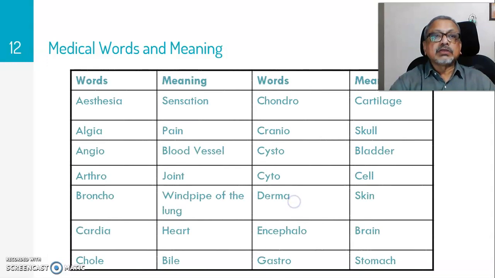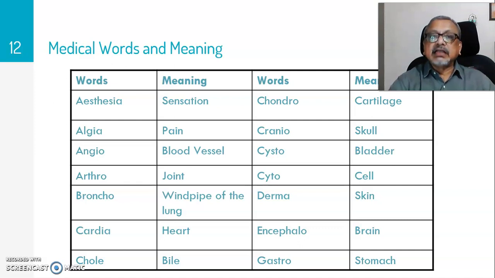Now the medical worksheet meanings you will see. Aesthesia means sensation. That's why we call it anesthesia, which means there will be no sensation, and it is used during surgery. Algia you already know. Angio means blood vessels. Arthro means joint. Broncho means the windpipe of the lung. Cardia means heart. Chole means bile. Cholecystectomy you might have heard. So that means the removal of the gallbladder.